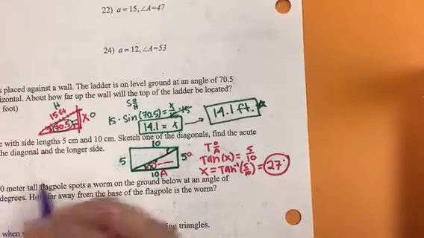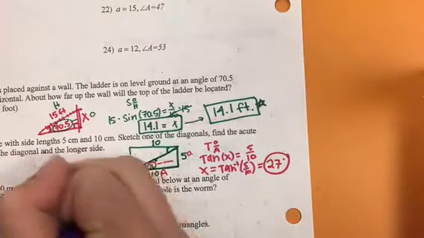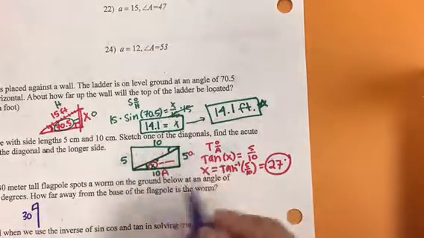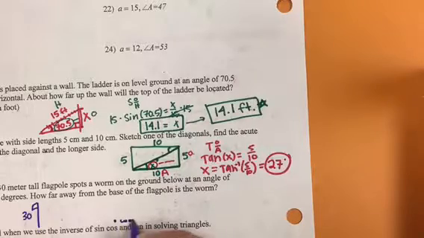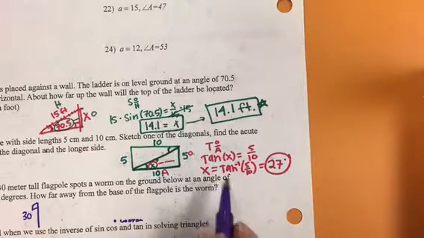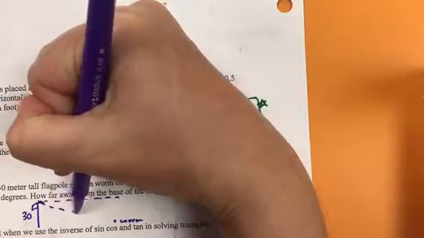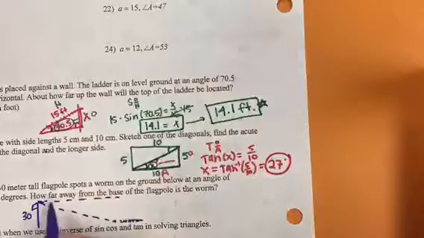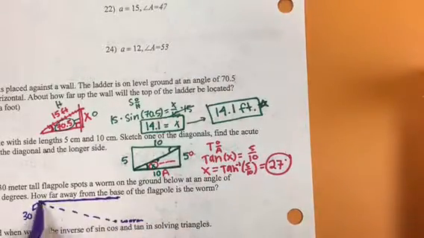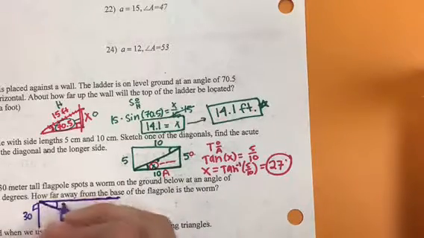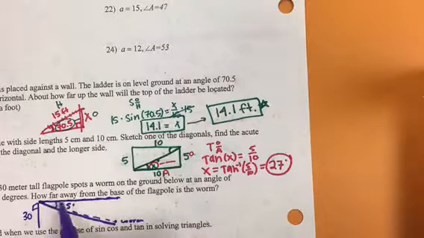27. A bluebird is on a 30-meter tall flagpole. Here's the flagpole. It spots a worm on the ground. Here's the worm. An angle of depression means the bird is looking down at the worm. That angle right here is going to be 25 degrees. How far away from the base of the flagpole is the worm?